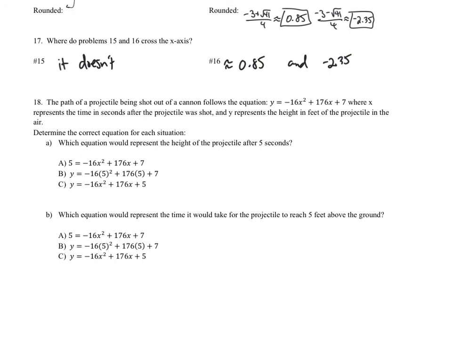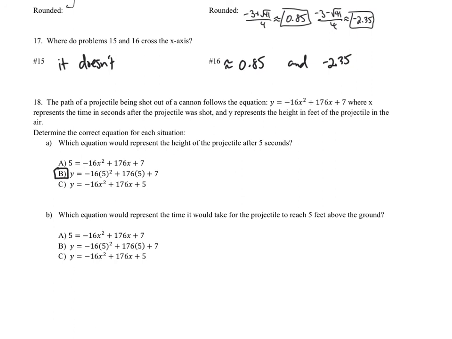So part A says, which equation would represent the height of the projectile after 5 seconds? Well, it says in the original question, x represents the time in seconds, so we're just looking for when x is equal to 5, and that would be B. Because if you notice, they just replaced the x's in the original equation with 5s. That's all they did. That's how I know that.